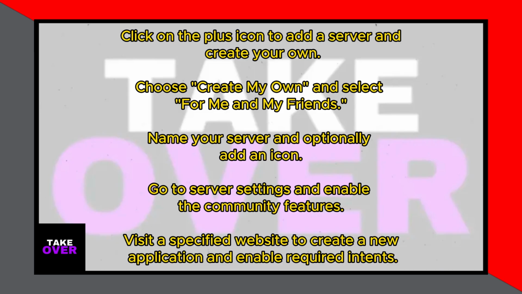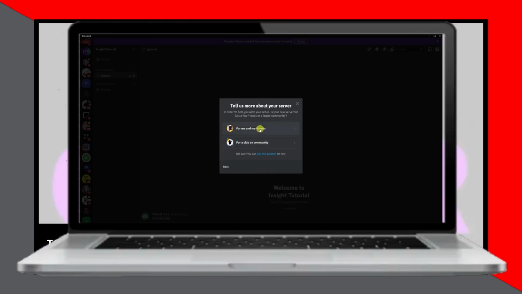I'll select for me and my friends since the settings can be changed later. Name your server, I'll call it YouTube Help. You can also add an icon at this point.